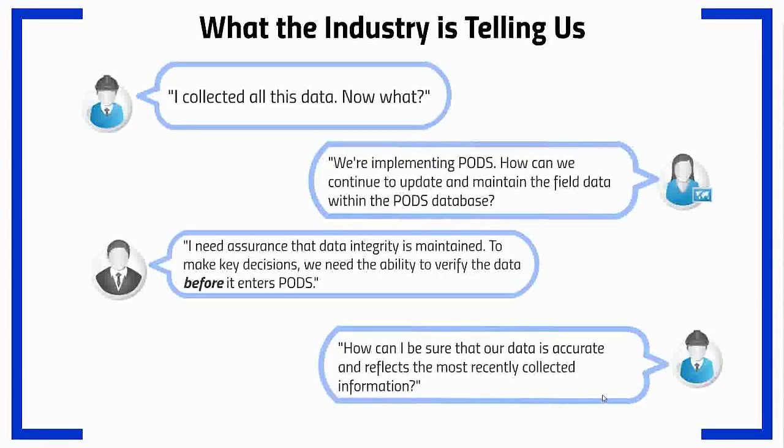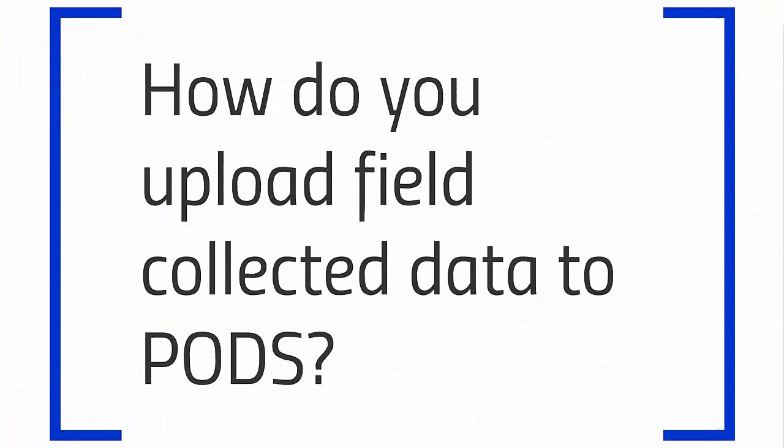I need assurance that the data integrity is maintained. How do you do it correctly the first time instead of having to go back and clean up data? How do you make sure the data that goes into your database is correct and accurate? And then how can I be sure that our data is accurate and reflects the most recently collected information? How do you get that to your users so that they can use it and know they're not duplicating efforts along the way?